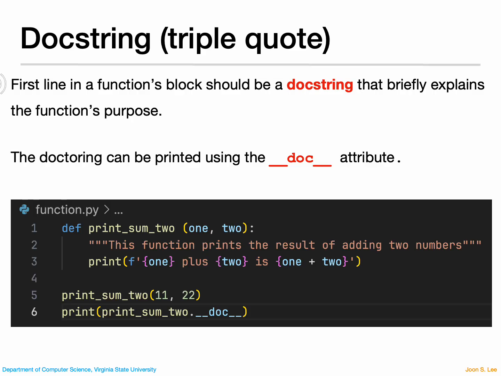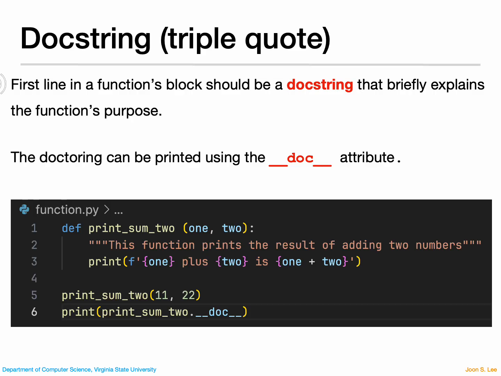In this example, we've created a function called printSum2 that takes in 2 numbers and prints their sum. Right under the function definition, you see a docstring that says, "this function prints the result of adding 2 numbers." Later, if we want to see that description, we can access it using the special attribute __doc__.